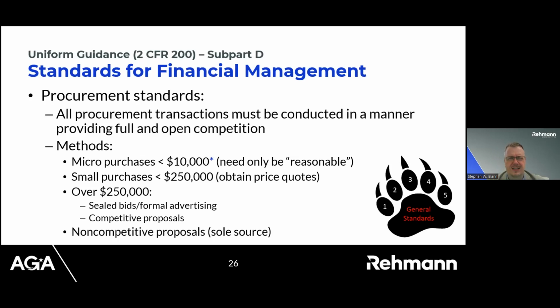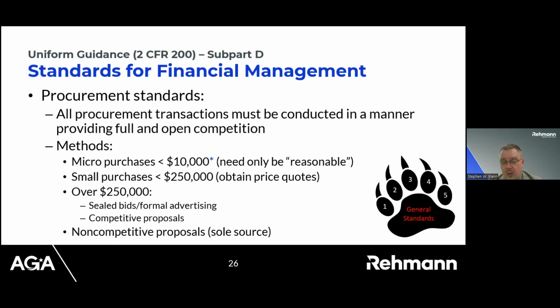There is a process much more formal to go even higher than 50,000, but let's just leave it there for the moment. If you believe that it's appropriate for you to be able to use a larger number, you just have to write a memo for the file once each fiscal year saying we've considered it, we've done the risk assessment, and it's our judgment that we can safely increase our micro purchase threshold up to, pick a number, between 10 and 50.